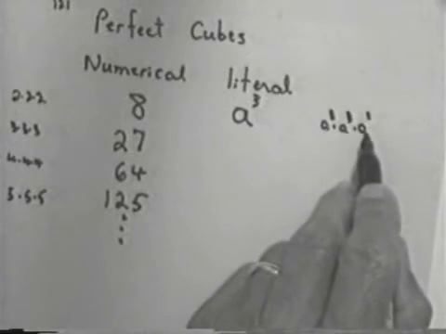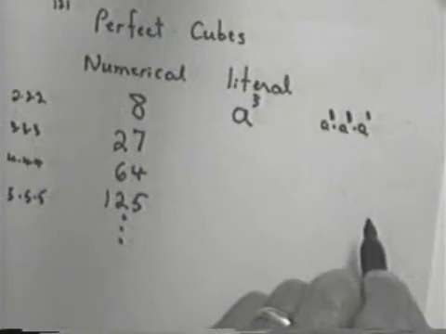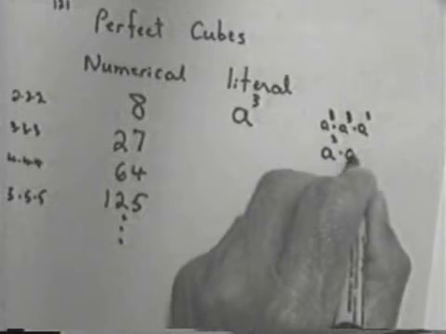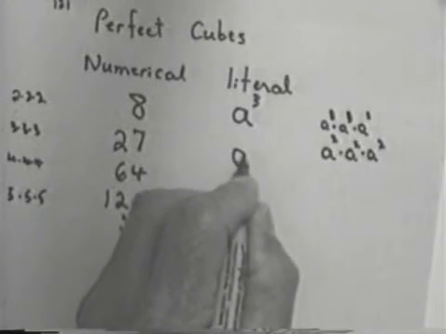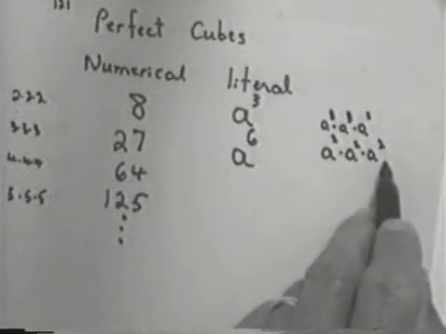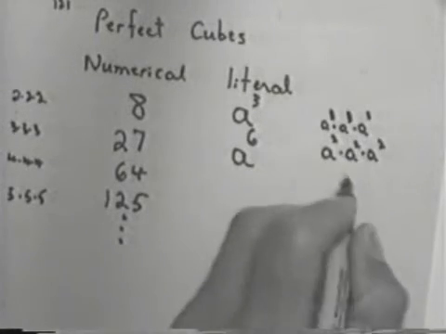Because multiply powers having the same base, I keep the base a and add the exponents. 1 plus 1 is 2 plus 1 is 3. Then I could do a squared times a squared times a squared. That would give me a to the 6th. Multiply powers having the same base, keep the base, add the exponents. 2 plus 2 is 4, 4 plus 2 is 6.